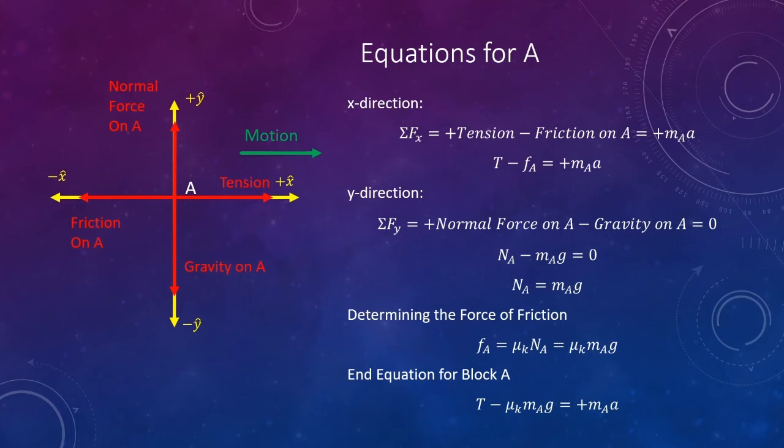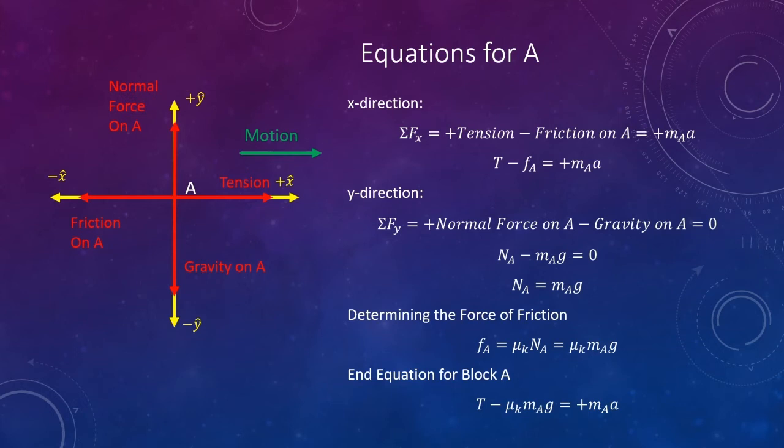In the y direction, we have gravity going downwards and the normal force going upwards. And as long as this thing is staying on the table, they have to cancel each other out. So this means the normal force on A has to equal the force of gravity on A. For early physics, we can directly relate the force of friction to the normal force through a coefficient of friction. And so by looking at the forces in the y direction, we can get the normal force, and from that normal force, you can determine the force of friction.